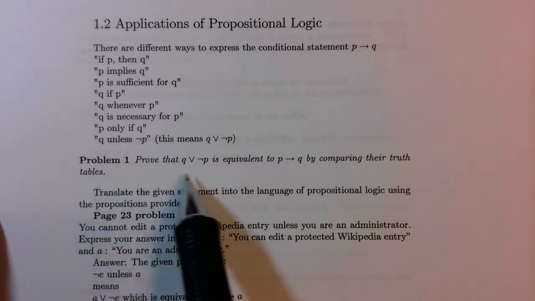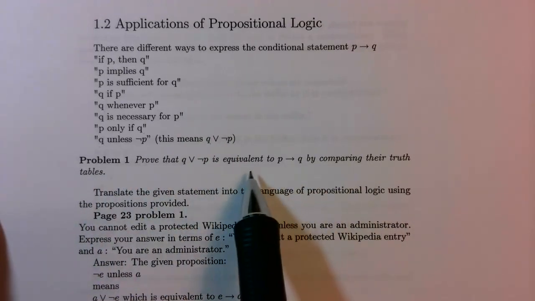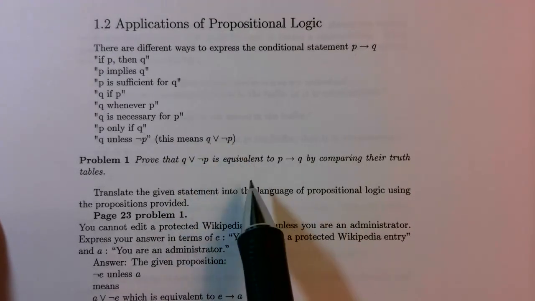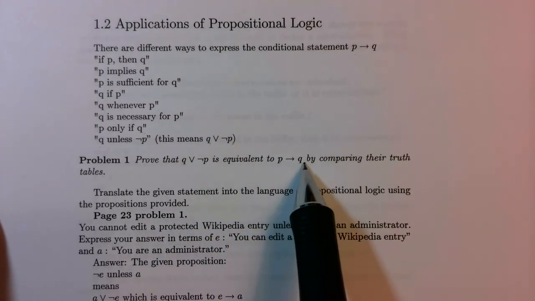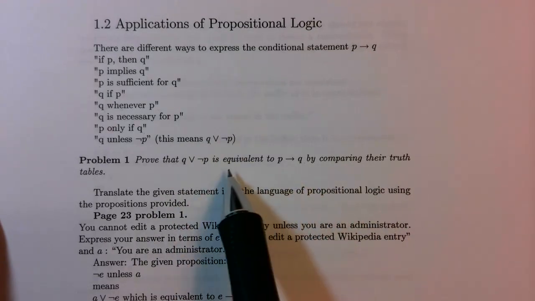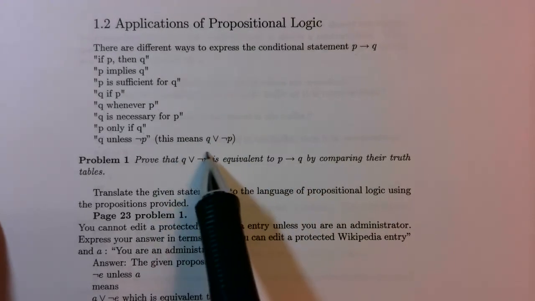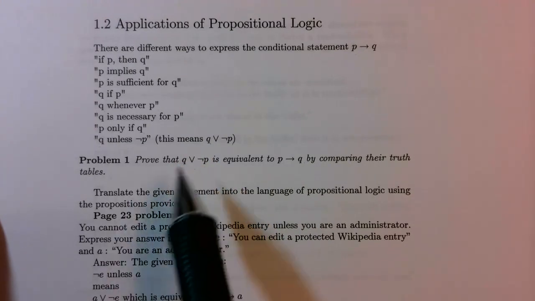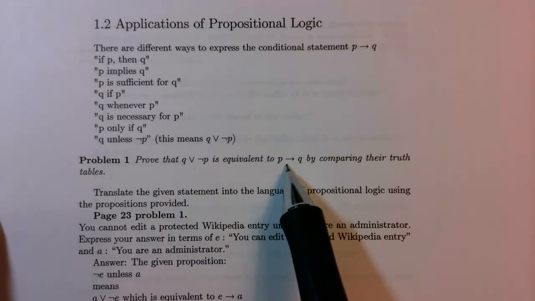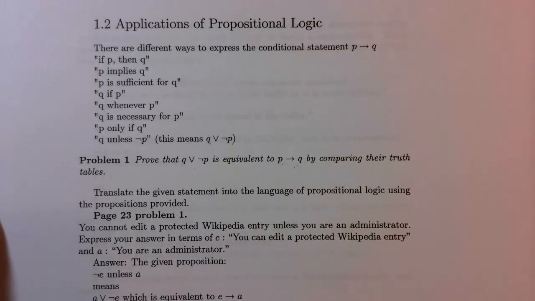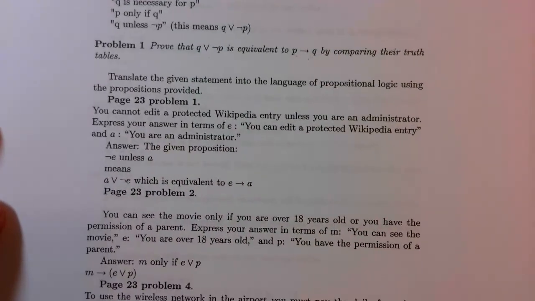And in this problem, it is left for you to check that Q or not P, and if P then Q are equivalent by constructing the truth table of this conditional proposition. If P then Q, you have that truth table in the definition of implication.